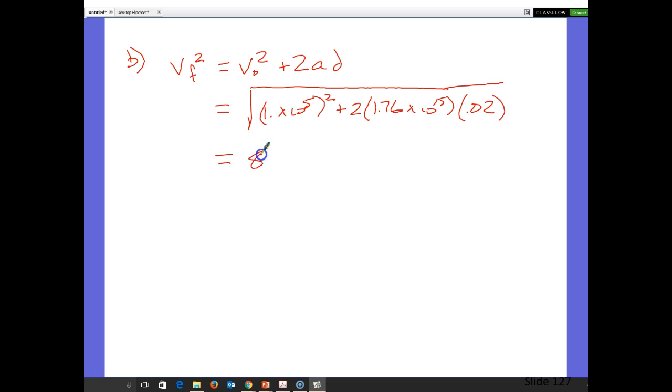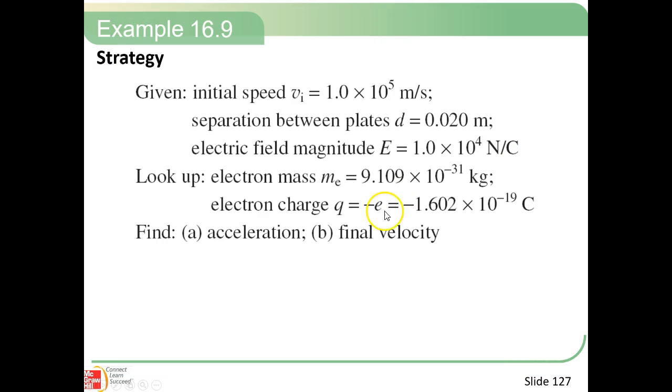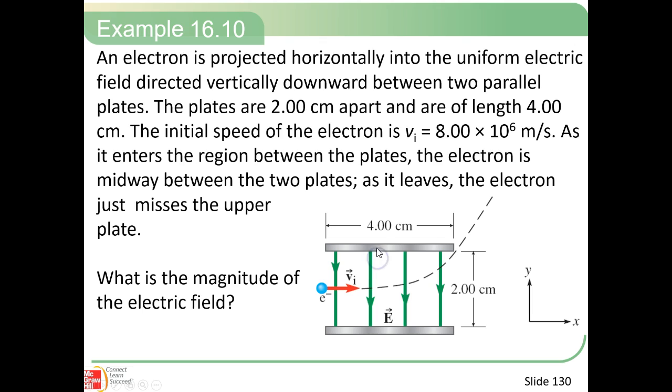So when we're done, we get 8.4 times 10 to the 6th meters per second, and that is going to the right. So that is how to work example number 16.9. Let's go back to the notes that we were taking a look at. We've got another problem we need to do.